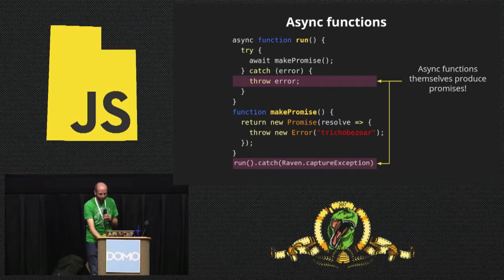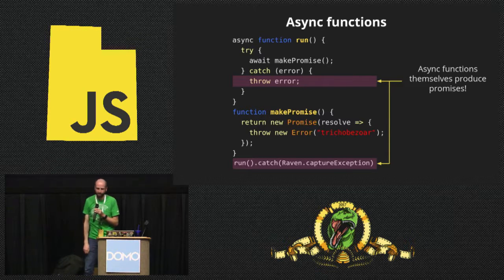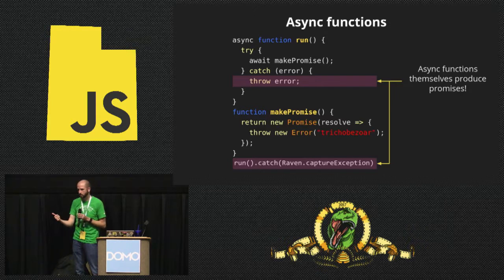Okay, well, no, you can't do that because async functions themselves produce promises, and you have to have a catch statement with a promise. So if you do that, you're never going to know about the error. The same thing hits us again. The trichobezoar is back. So that's not good. So again, if you're ever using async functions or you're ever using promises, make sure you're catching your errors.